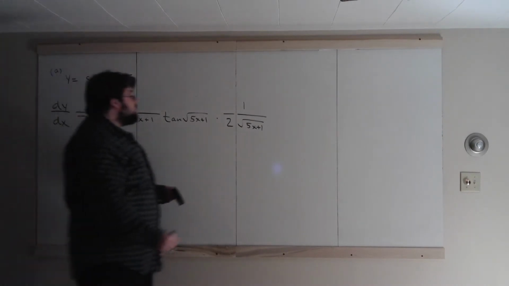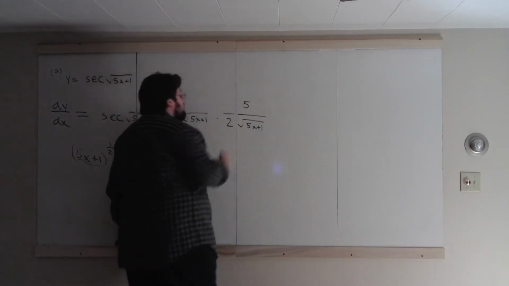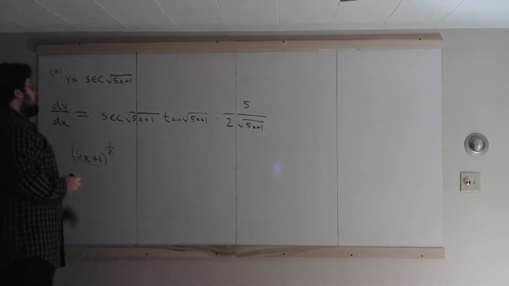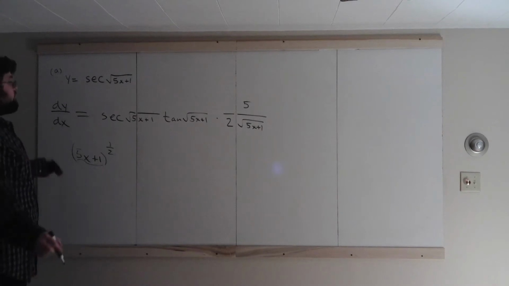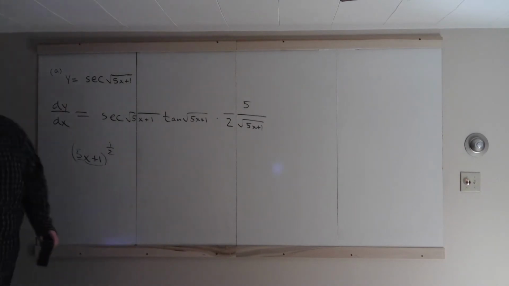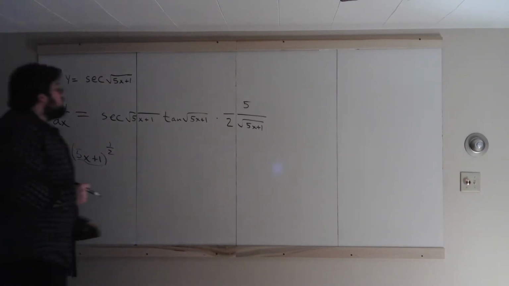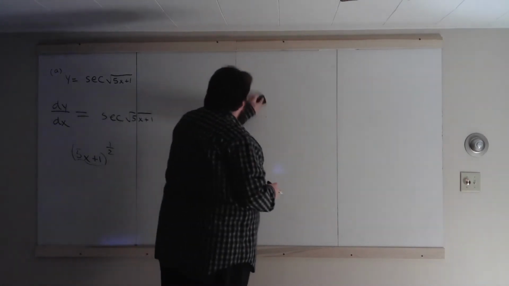Derivative of 5x plus 1 is 5, so I'll just multiply by the 5 up there. So we have secant of root 5x plus 1 times tangent of root 5x plus 1 times 5 halves with a root 5x plus 1 in the denominator. Well, not number 2, part B.